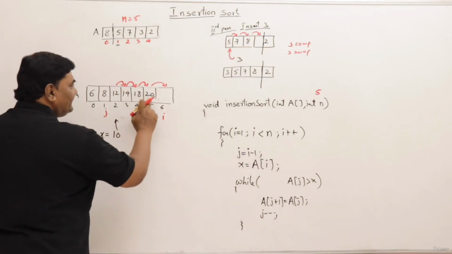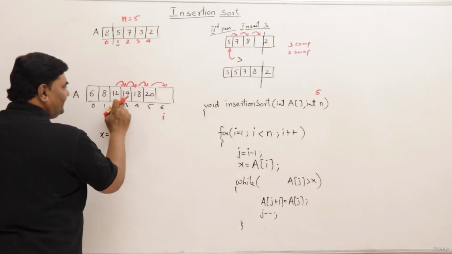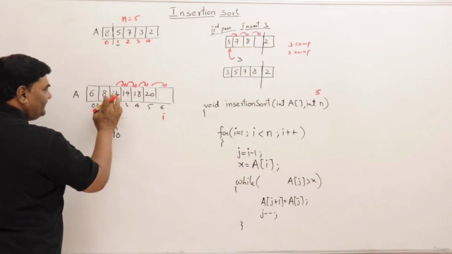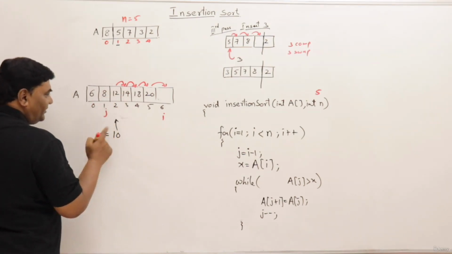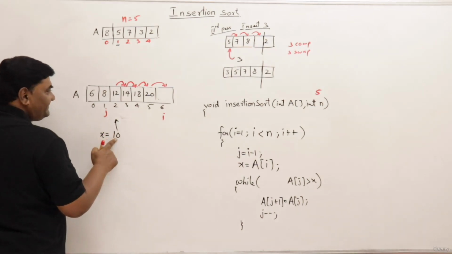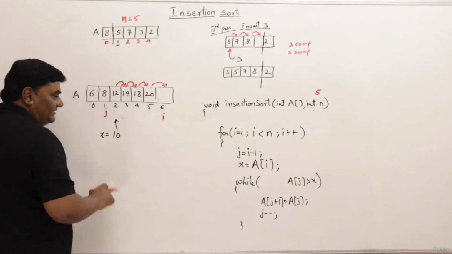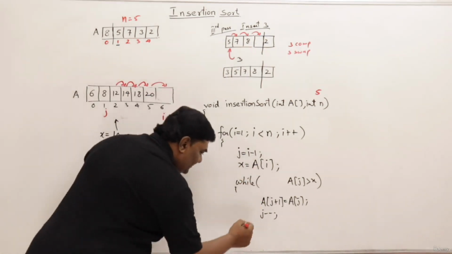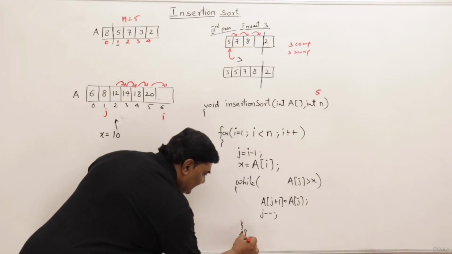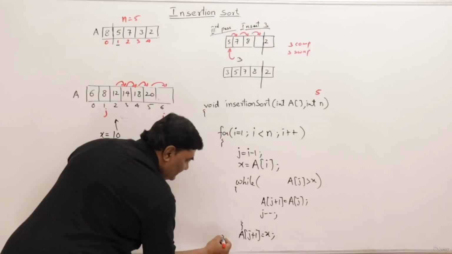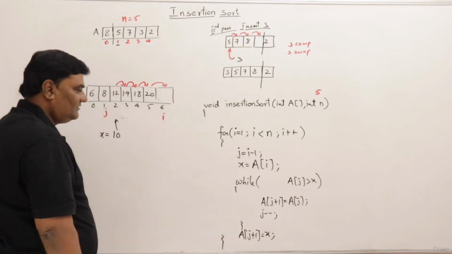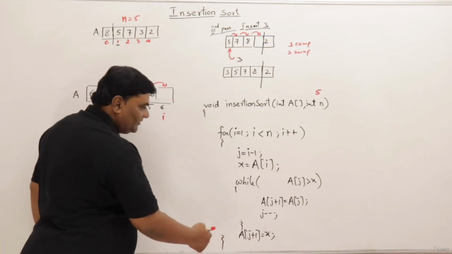And right now this 20 is moved, 18 is also moved, and 14 is also moved, 12 is also moved. This place is free, right? So this element we got it smaller. So this element 10 should be inserted at which place? j plus 1. So once you come out of this loop, the element should be inserted at j plus 1. j plus 1 assign x. That's all. I have stopped this loop also.